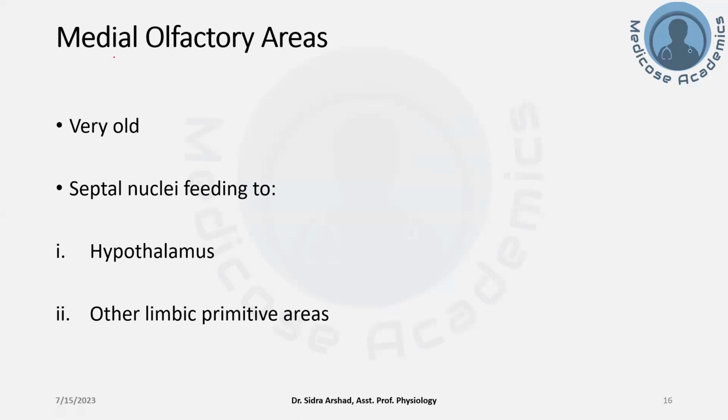Now let's look at the olfactory areas. The medial olfactory areas are concerned with the basic behaviors related to olfaction. These include septal nuclei, which feed to hypothalamus and other limbic primitive areas.